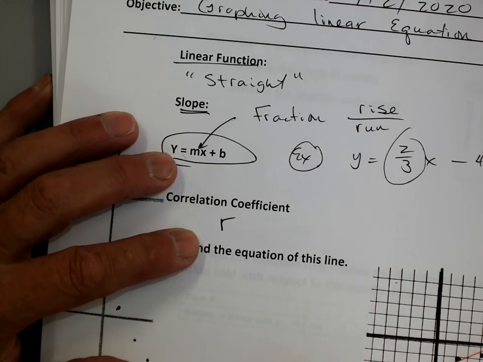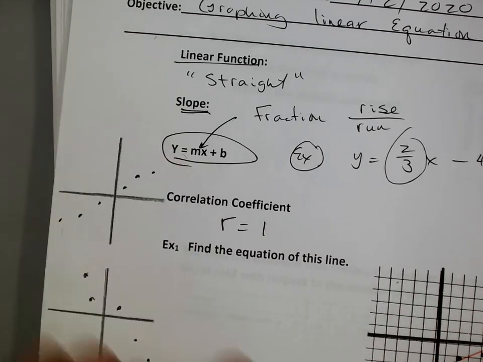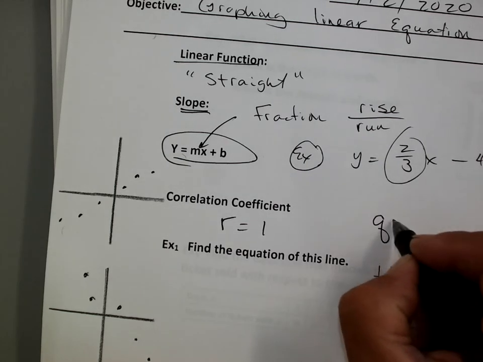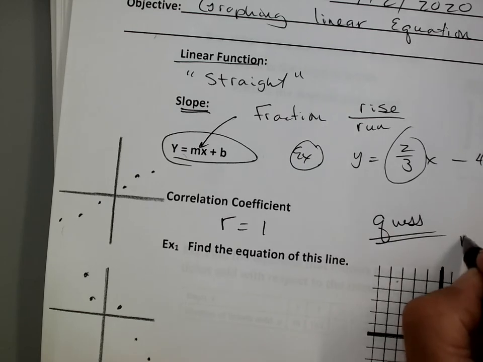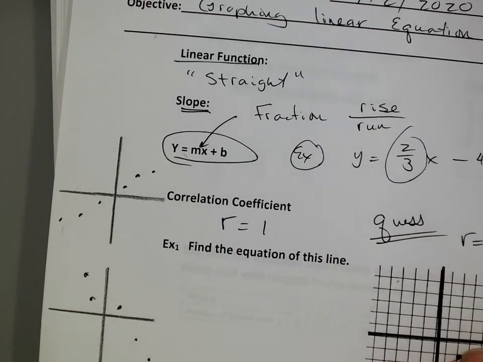If it's a perfect line going uphill, we say R is 1. That means 100% of the points line up. This one's off by a little bit. So we'd say the correlation, we're just going to guess, and then later on we're going to have a calculator do it for us. I'm going to say that the correlation coefficient might be 0.9, because that's a pretty good fit. Now we're just going to guess. You just have to be close. It doesn't have to be perfect, okay?